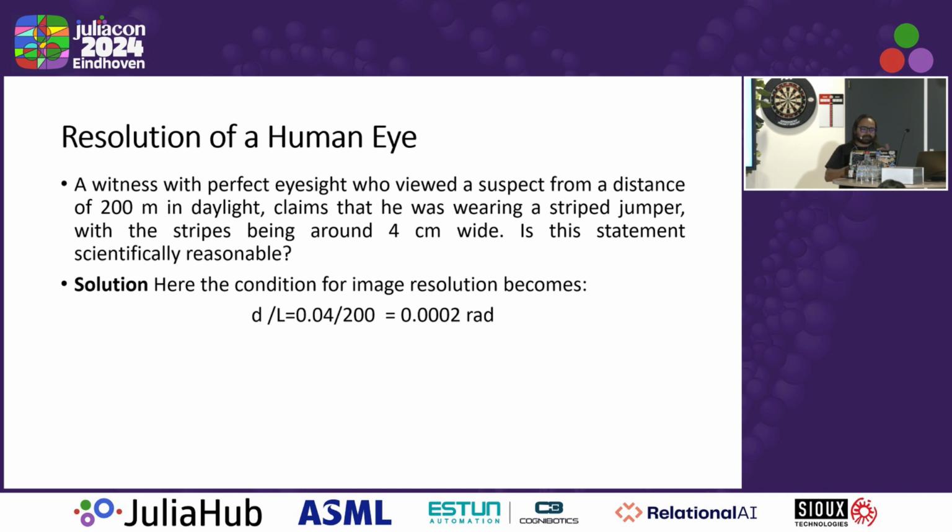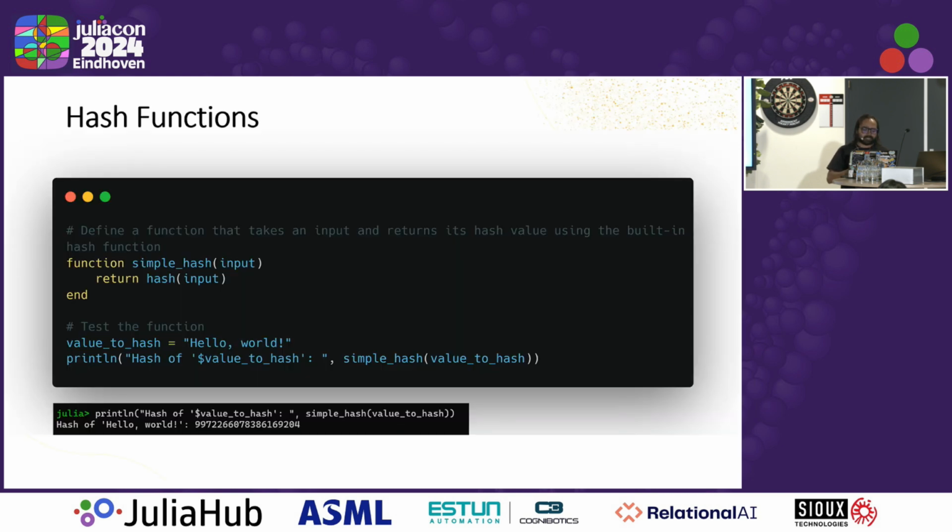Now, consider this problem here. A witness with perfect eyesight who viewed the suspect from a distance of 200 meters in daylight claims that he was wearing a striped jumper with the stripes being around 4 centimeters wide. Is this statement scientifically reasonable? When we put the values in the formula, we get the value of 0.002 radians. With that we can easily make out.